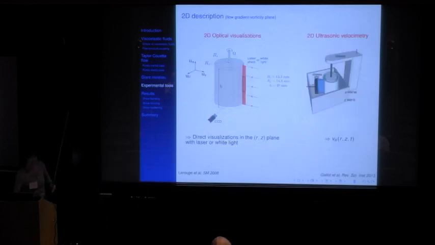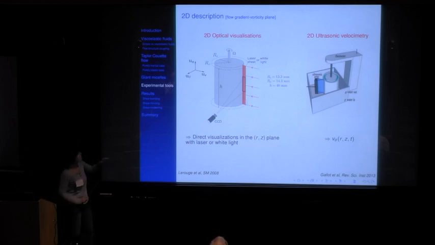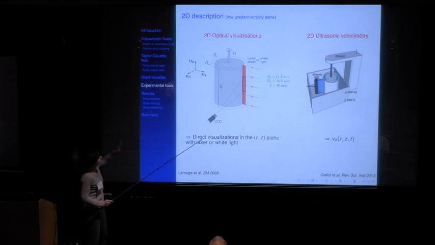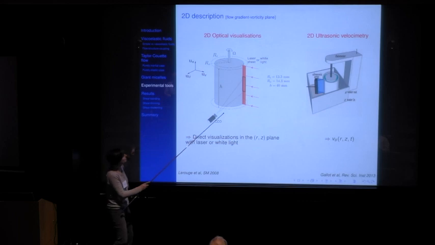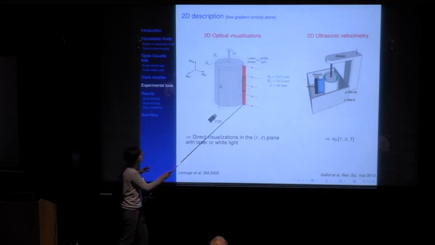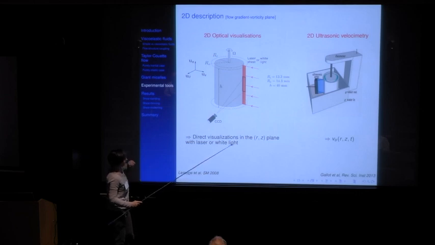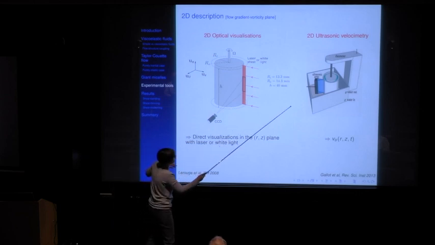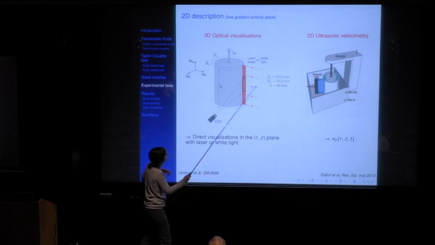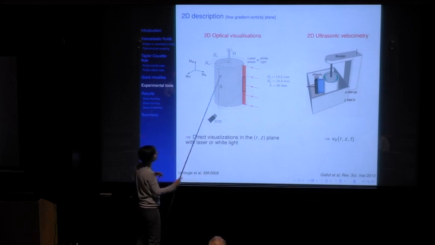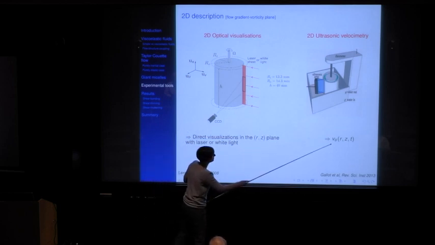Okay, so just a few words about the tools we have used to explore this system. I will skip the details. The only idea to keep in mind is that we are able to image the flow in a radial plane here, using a laser sheet or white light, whatever. And we are also able to image a velocity map in that plane using ultrasonic velocimetry experiments, which gives us the base flow as a function of r, z, and time.